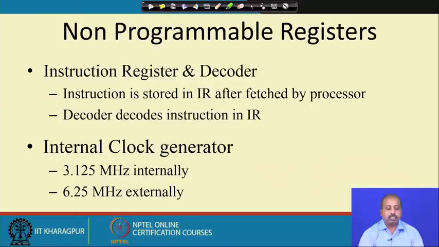And there is an internal clock generator. Internally it is 3.125 megahertz and externally it is 6.25 megahertz. So, the crystal that is connected is of 6.25 megahertz and the internal clock that is generated is 3.125 megahertz.